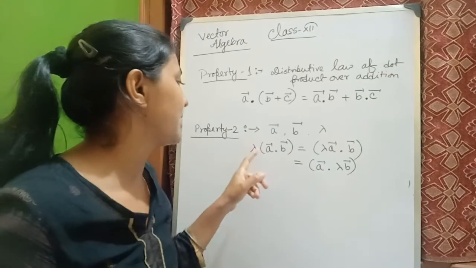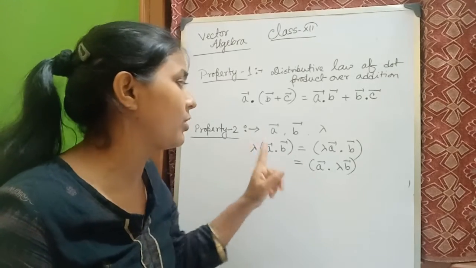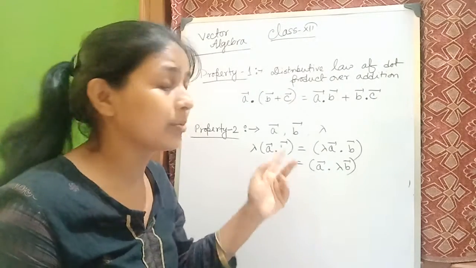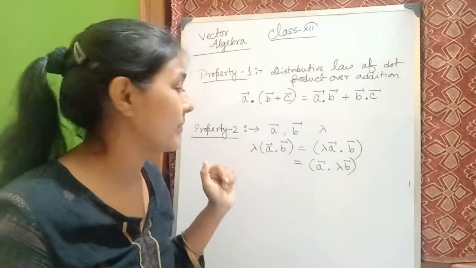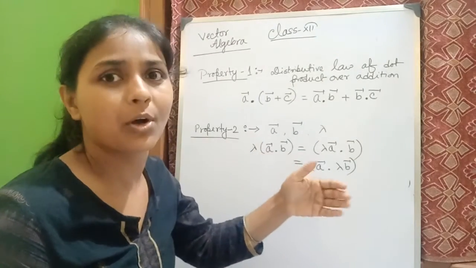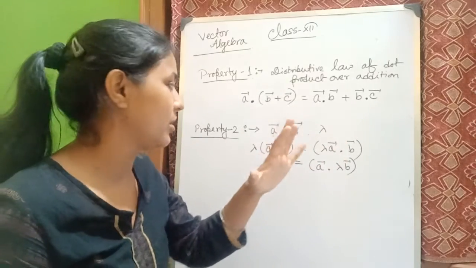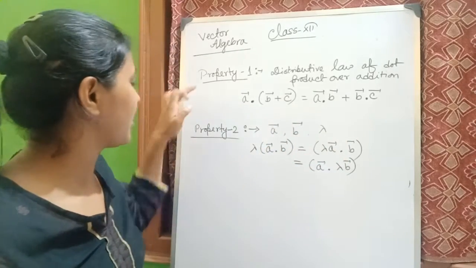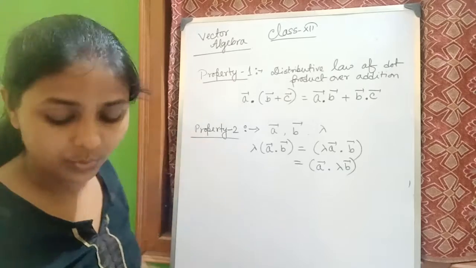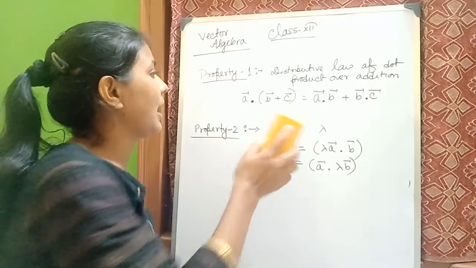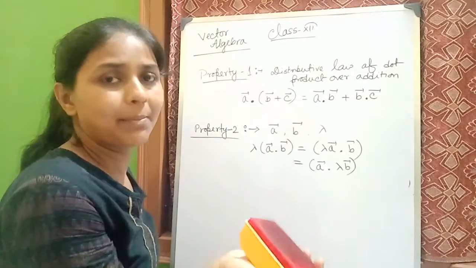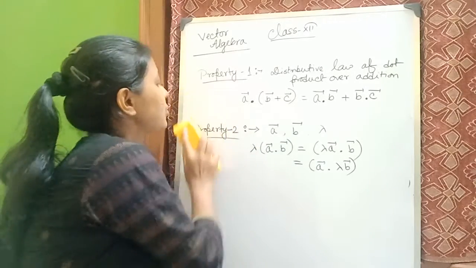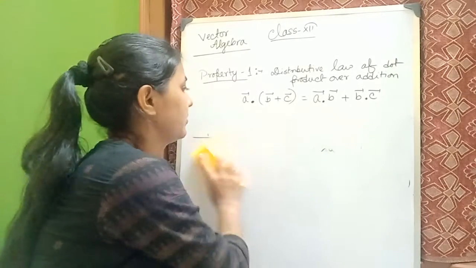The main thing is that lambda is multiplied to any one of the vectors, not both the vectors. So this is not the distributive law of scalar multiplication. So this is property number 1 and property number 2. Now property number 1's application is a big result, so I'm going to do that.